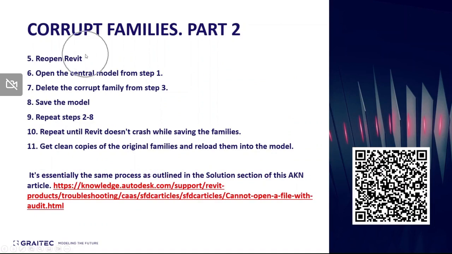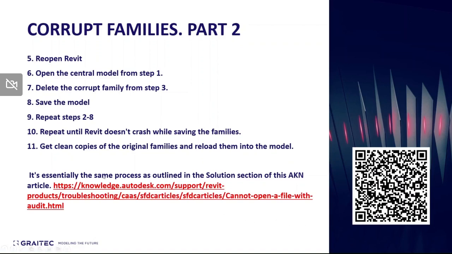Then reopen Revit, open the central file if appropriate, and delete the corrupted family which you've identified with the previous process. Save your model and then repeat the process as many times as you need until eventually Revit doesn't crash. It's a time-consuming process, but if you've got a crash file, it will save you from having to abandon the file.